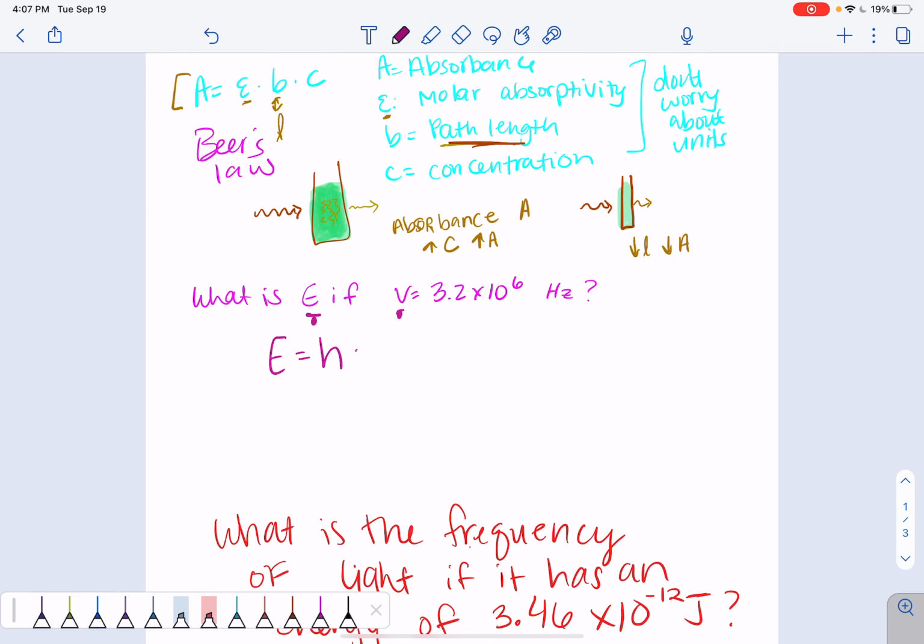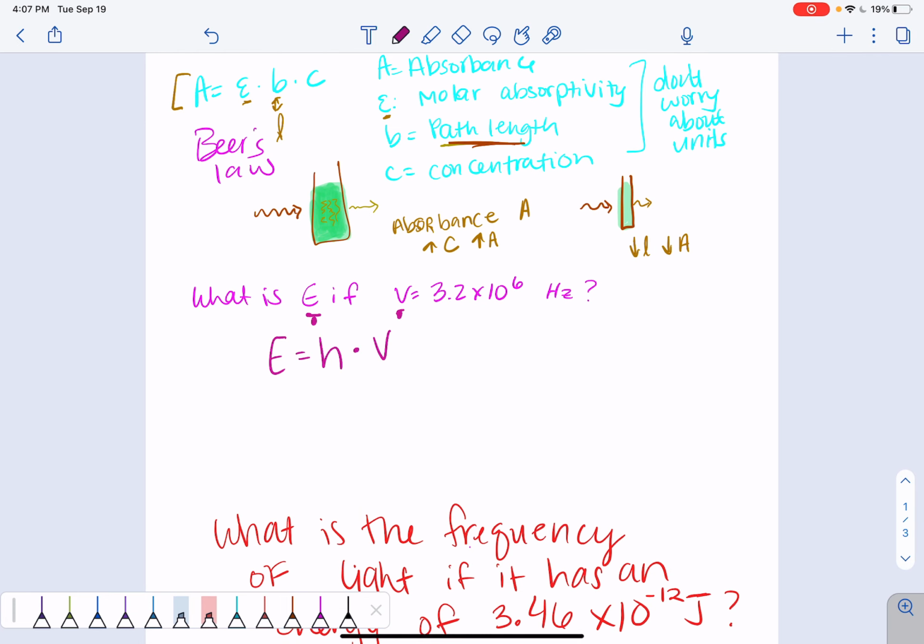E equals Planck's constant times frequency. For this one, it's pretty easy. You know Planck's constant. It's 6.626 times 10 to the negative 34. And you know what V equals. It's 3.2 times 10 to the 6. Multiply that out and you get an answer, and you'll put hertz with it because that's the unit for frequency. Not too hard.